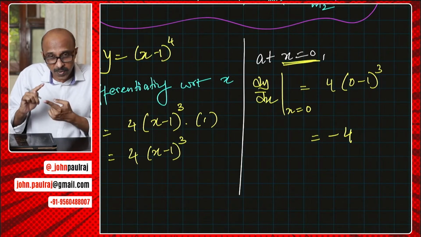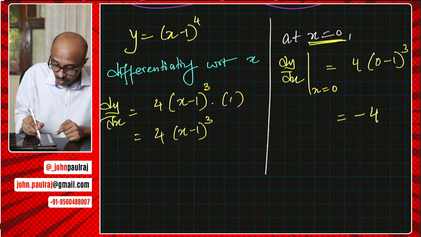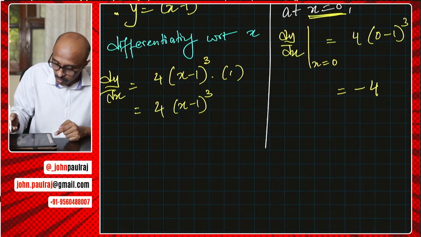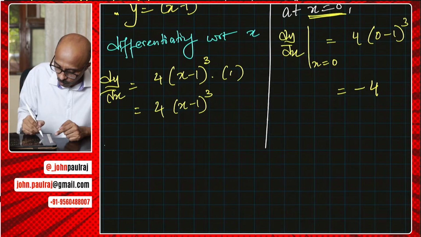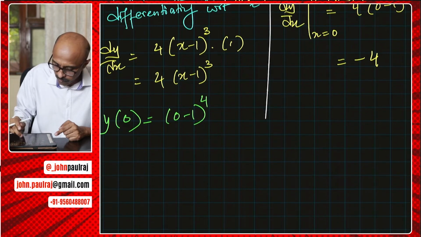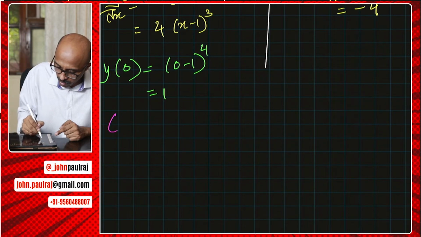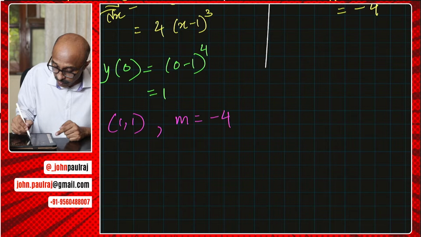We need the coordinates of the point. We just have the x coordinate. We need the y coordinate. To do that, we simply put x equals 0 into the original equation. So the y coordinate is (0 minus 1) to the power of 4, and negative 1 to the power of 4 is just 1. So the point we're looking at is (0, 1), and the slope m is negative 4. This is for the tangent.